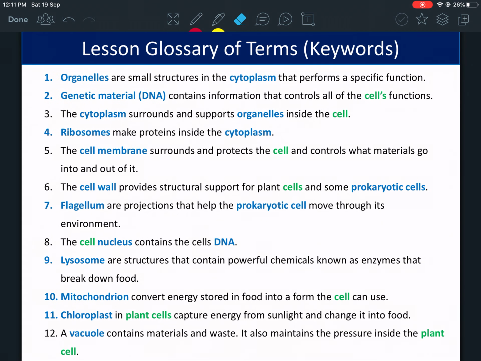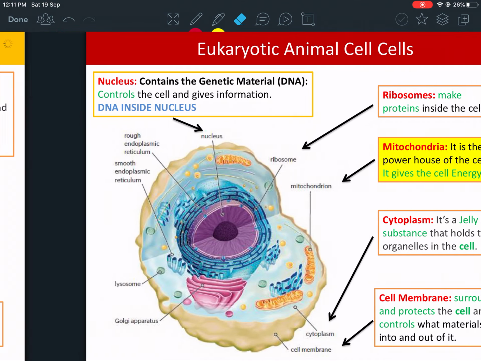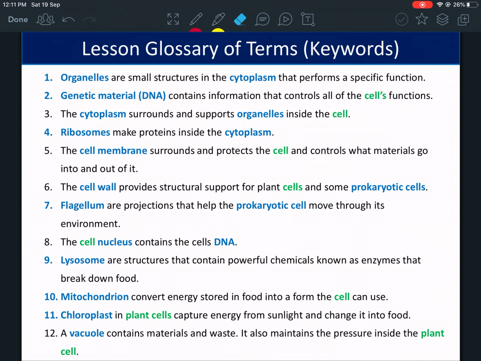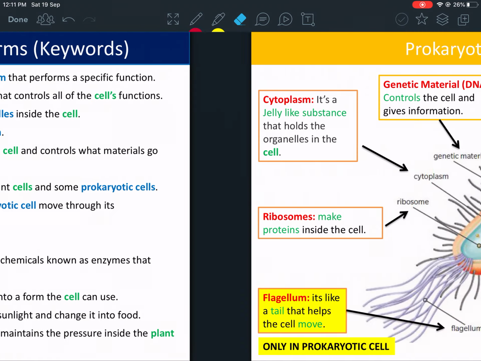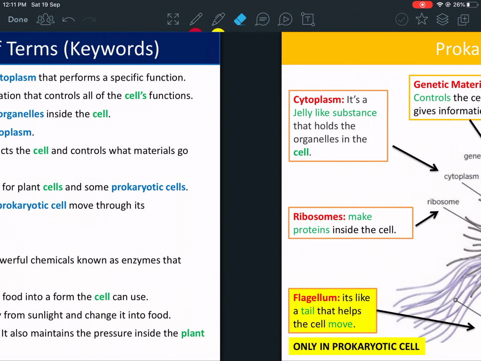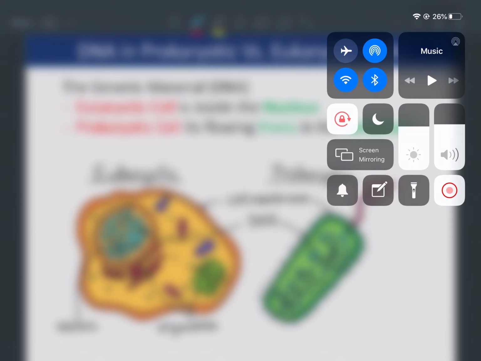Okay, this is the lesson glossary, and I kept these 3 pictures at the back here so that you can use them to study. It's very important, and this is also very important to know. Okay, that's it for this lesson, and please do the activities. If you have any questions, ask.